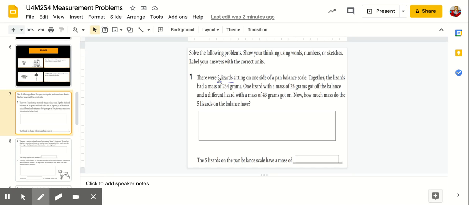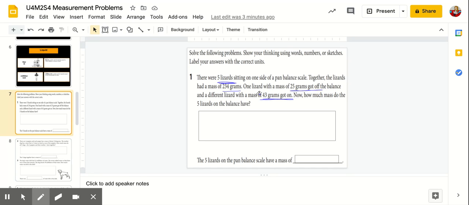I'm going to underline that here and here. One lizard with a mass of 25 grams got off, and a different lizard got on, had 43 grams. Now, how much mass do the 5 lizards on the balance have? Well, first of all, you have to figure out what the problem is, right? So this problem has 2 problems.